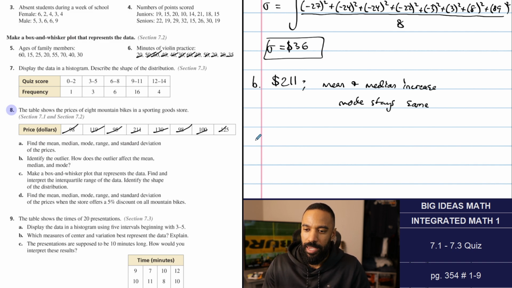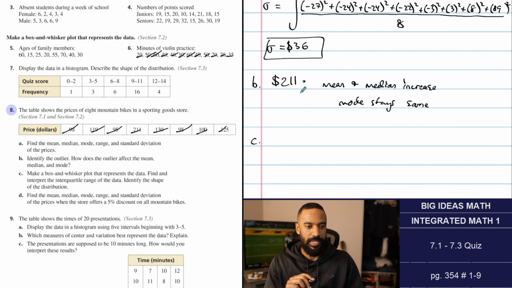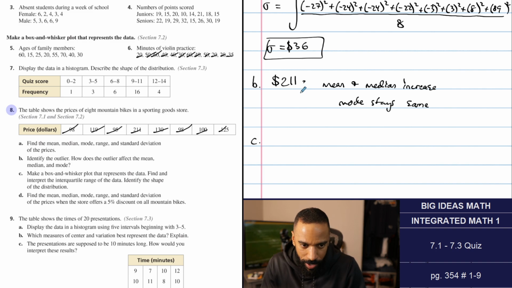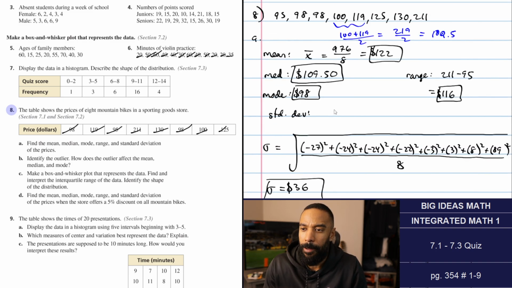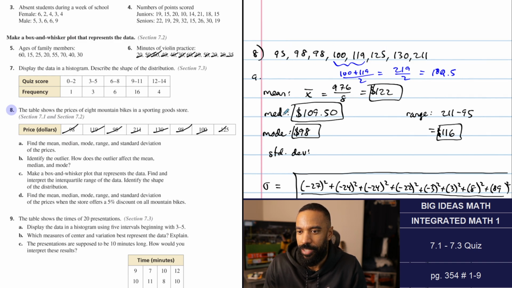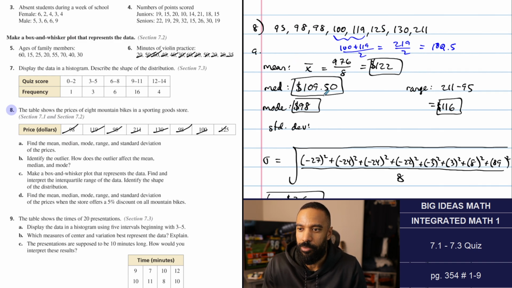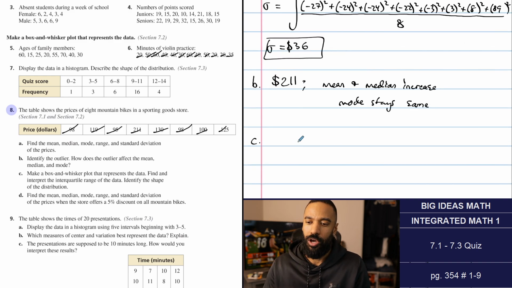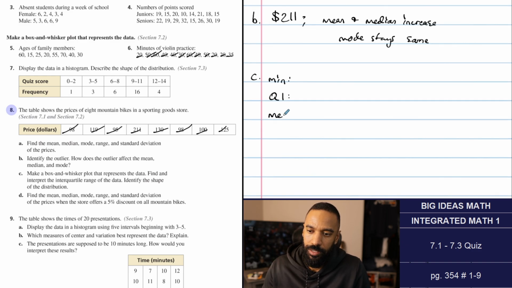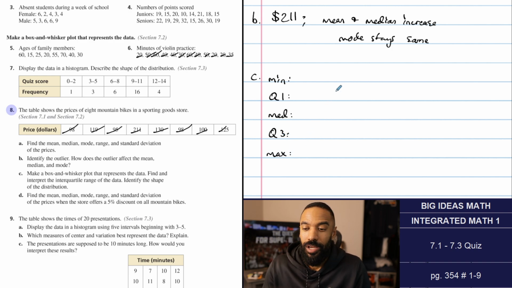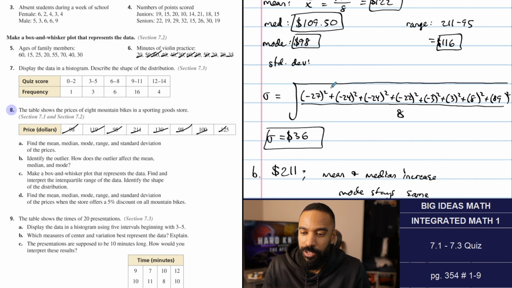Part C, make a box and whisker plot that represents the data. Find and interpret the interquartile range of the data. Identify the shape of the distribution. There's a lot to do on this question. So we have this stuff here. We have the median. Let's get our 5-number summary in full. So we need these other numbers here. This, we include the outlier for it. That'll kind of show us that right skew of our data.